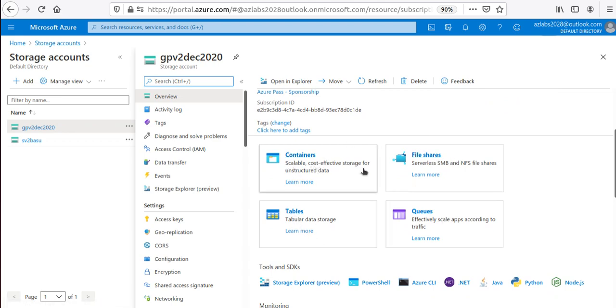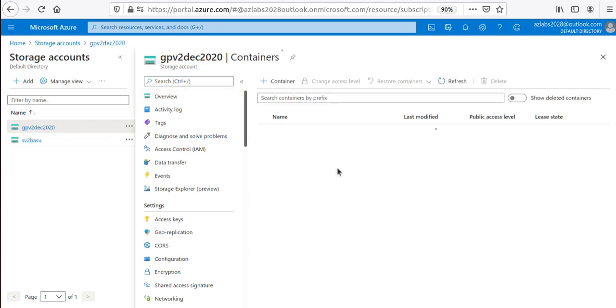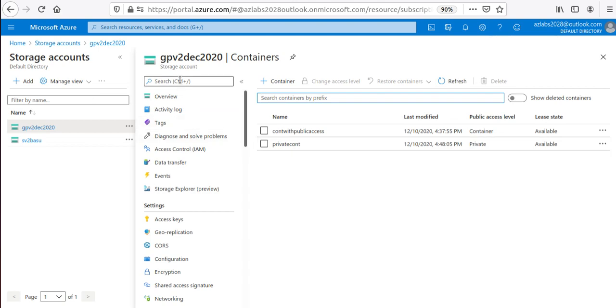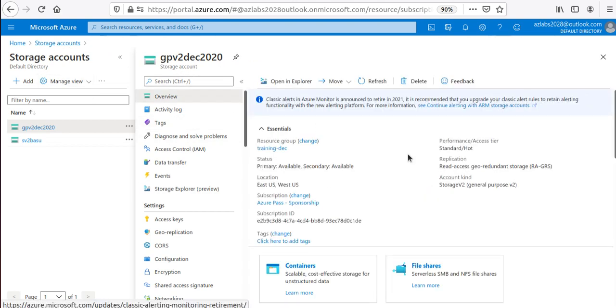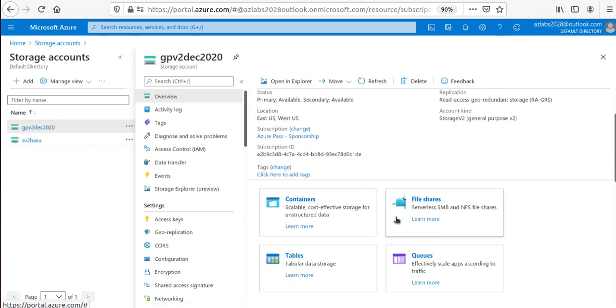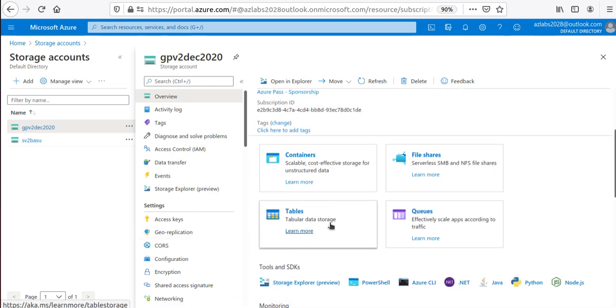Containers are scalable, cost-effective storage for unstructured data. So really, if you don't need any relationships, this type of storage is the cheapest in Azure to store your data. You also have file share that supports the SMB protocol and NFS file share. Tables are for tabular data storage, and queues for messaging, to effectively scale apps according to traffic.